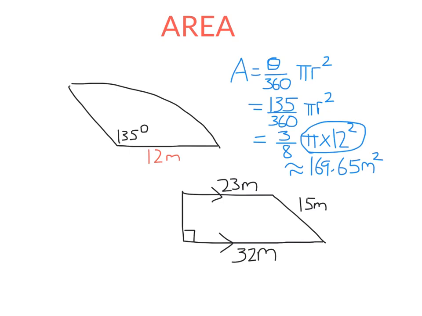All right, let's look at the shape on the bottom now. This shape here is a trapezium. It's a 4-sided shape with 1 pair of parallel sides. So you just have to recognize that the formula for the area of a trapezium is h over 2 times (a plus b).